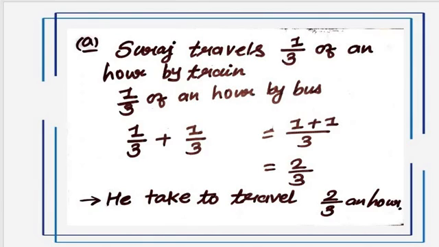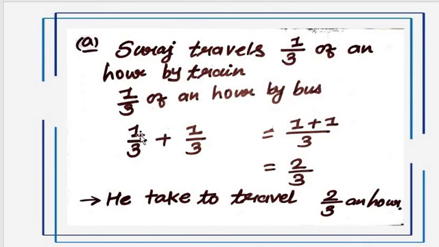First of all we write: Suraj travels 1 upon 3 of an hour by train and 1 upon 3 of an hour by bus. We have to write it like that. Then, my dear students, we have to do only the addition. 1 plus 1 is 2 upon 3. By mistake I spoke 3, but 3 is the denominator, that's why 1 plus 1 is equal to 2.